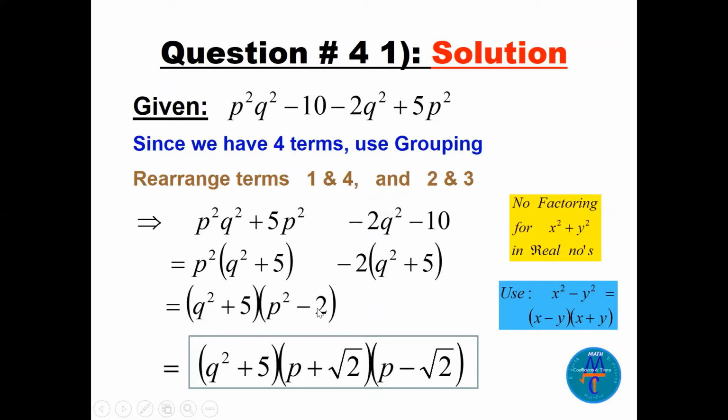p squared minus 2. Now, we remember the difference between two squares, x squared minus y squared, x minus y, x plus y, or x plus y, x minus y, same. This one, because we have a plus, we cannot factor it in real numbers. See, this is the formula here, no factoring for x squared plus y squared in real numbers. This one I can factor. Since number 2 is not a perfect square, it will be p plus square root of 2, p minus square root of 2. You can also write the minus here, the plus there. It's the same. So that's the factoring for this nice question.